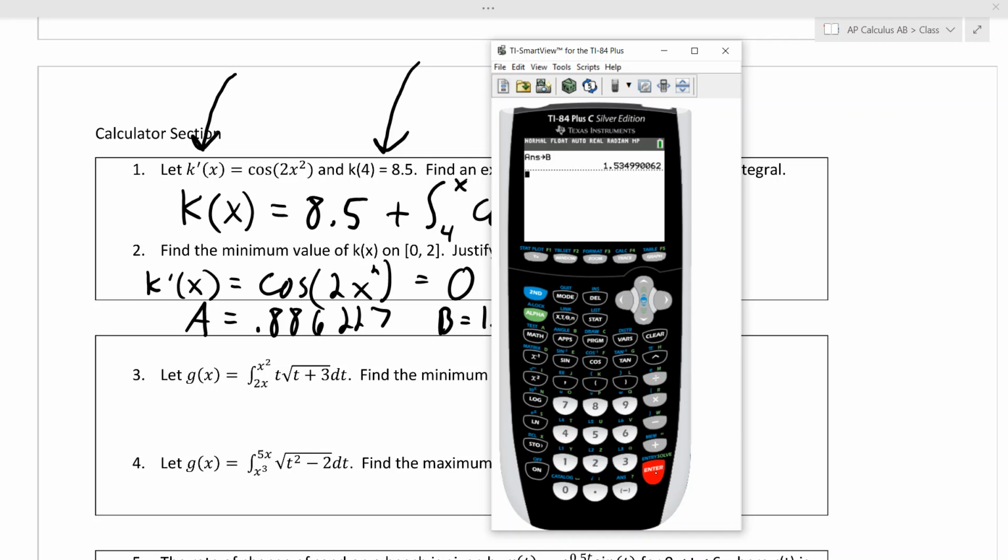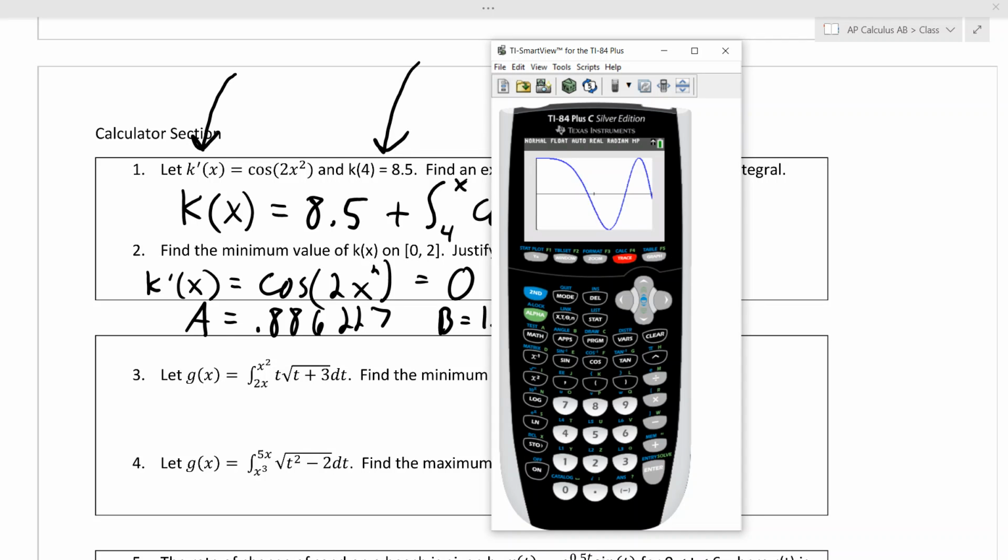So I don't have to keep typing it. I just use alpha B as that number. And I should have done that for A too. So I'm also going to put in my answer for A, 886227. I'm going to store that as alpha A. So now I can, on my calculator, just hit A or B, and that's going to be the numbers I want.